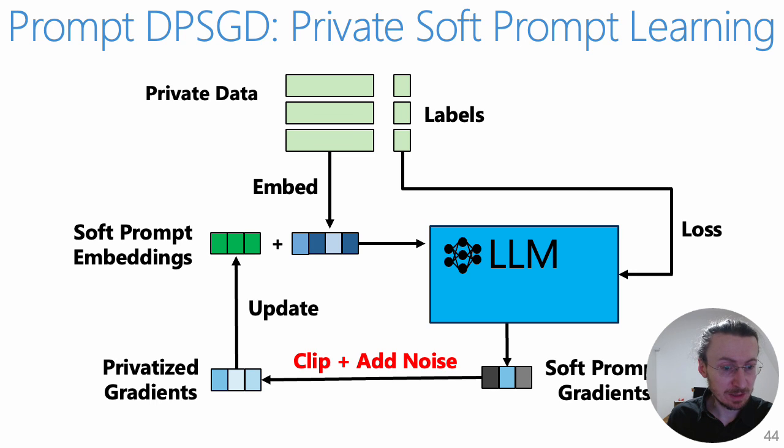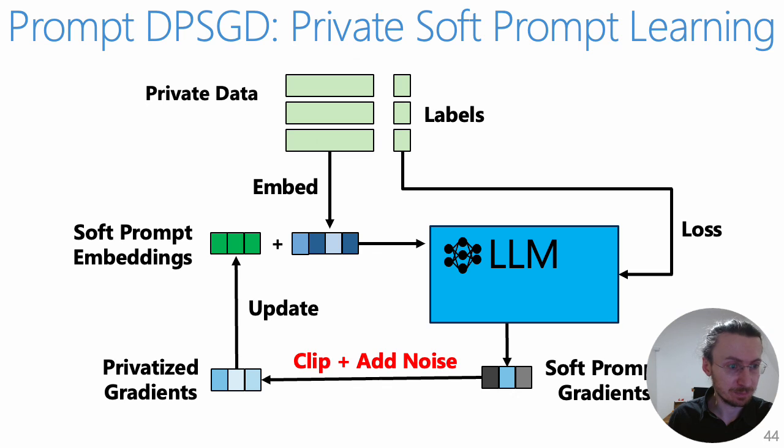Then once we have the gradient for the soft prompt, we proceed in the standard way. We clip the gradients to a specific norm, and then we also add Gaussian noise to the clipped gradients. So this creates privatized gradients. Once we have this gradient privatized, so we don't allow these gradients to express exactly what is private data, we can update with this privatized gradient the parameters of this soft prompt. Okay, so this is a very simple application of DP-SGD to the soft prompt for large language models.